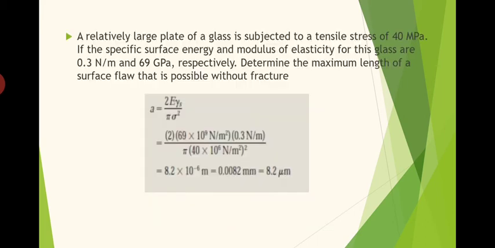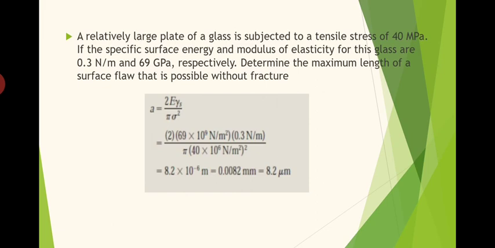A relatively large plate of glass is subjected to a tensile stress of 40 megapascal. So stress is given directly here. Sigma is equal to 40 megapascal. The specific surface energy and modulus of elasticity of the glass are 0.3 Newton per meter and 69 gigapascal. So gamma is given as 0.3 Newton per meter and modulus of elasticity is 69 gigapascal respectively. Determine the maximum length of the surface flaw that is possible without fracture. So a_c we want to identify.